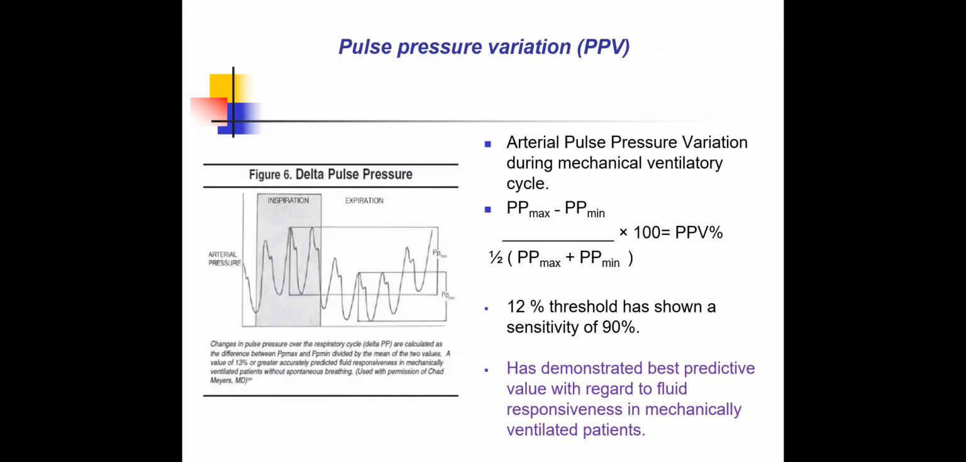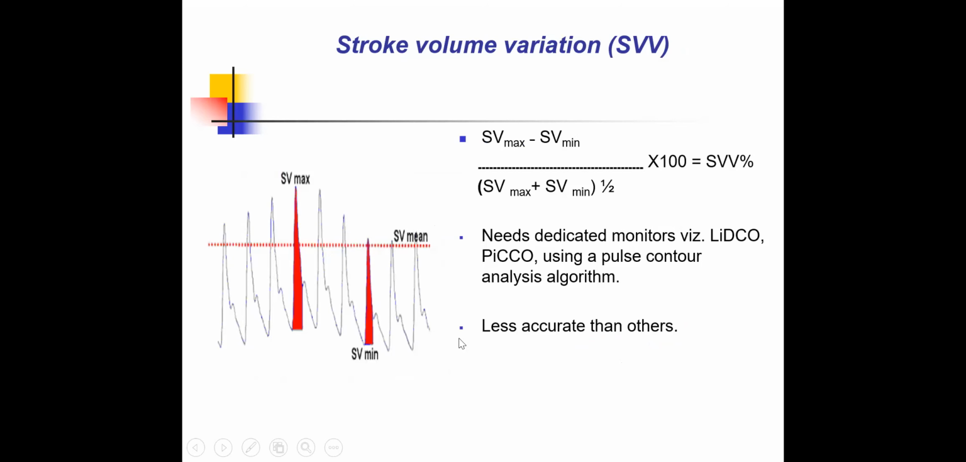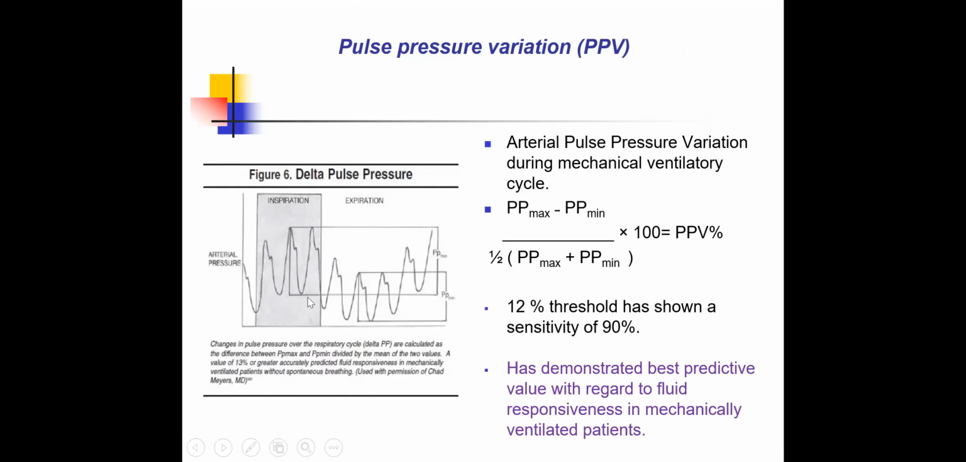PPV is the arterial pulse pressure variation during the mechanical ventilatory cycle. PP max minus PP minimum, divided by the average value, multiplied by 100, gives you the pulse pressure variation in percentage. This is during inspiration. Then in the expiratory phase, you get the PP minimum. This much is the PP max, and this is the PP minimum.